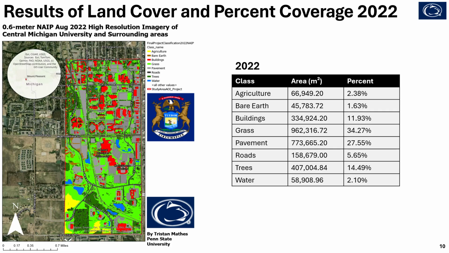Overall, the results suggested that the study area continued to be dominated by grass and developed surfaces, with pavement increasing compared to the earlier year, while tree cover and agricultural areas have slightly decreased.